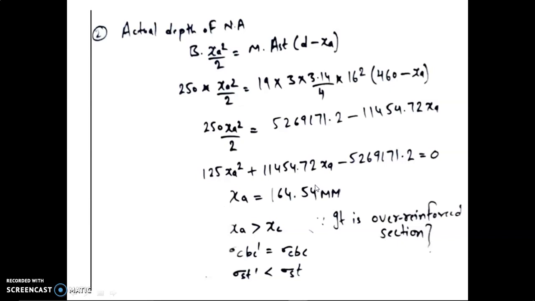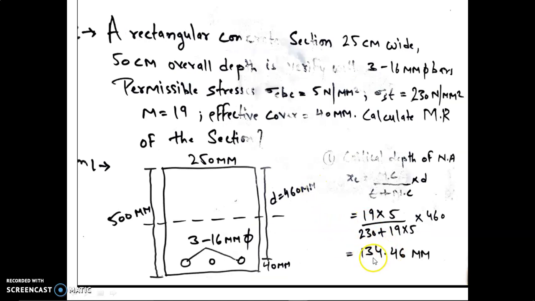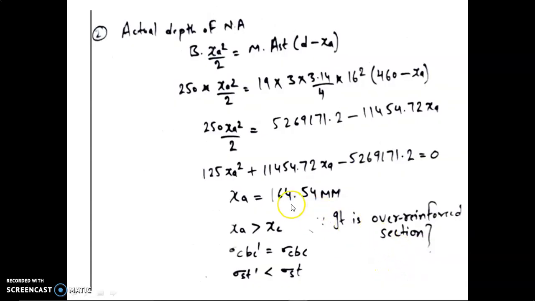Now we compare critical depth and actual depth and find which section we have to design, means balanced section, under reinforced section or over reinforced section. So here XC is equal to 134.46 and XA is equal to 164.54. That means here XA is greater than XC. If XA is greater than XC, that means the section is an over reinforced section. So we have to apply the over reinforced section formula.